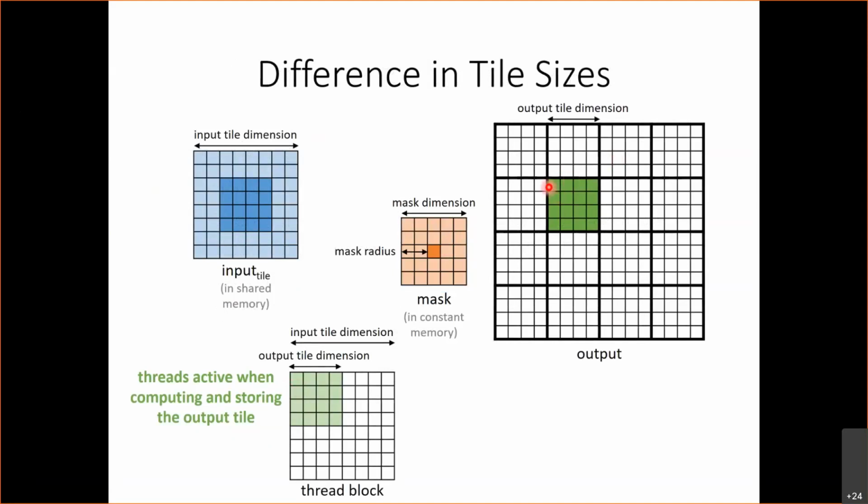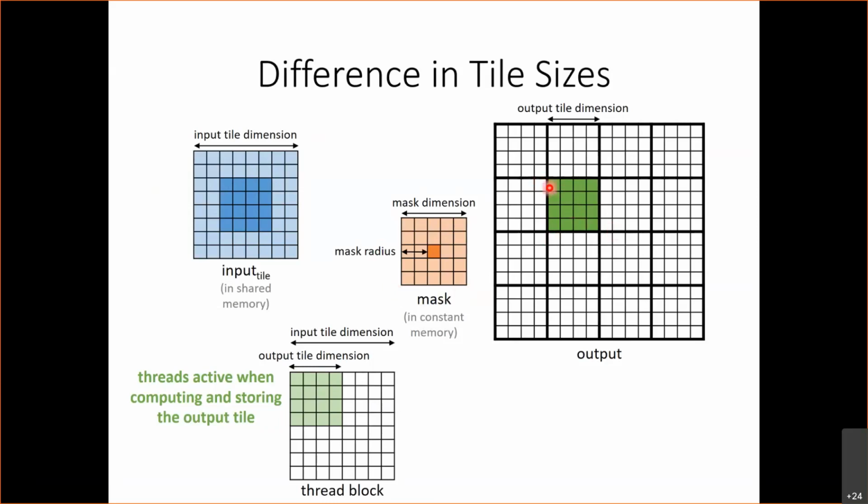So each thread block is going to do how many operations? Well, I have tile by tile, so I have tile squared output elements, and for each output element, I'm doing mask dimension by mask dimension, so mask dimension squared accumulations, and each accumulation is an addition and a multiplication. So I have tile size squared times mask dimension squared times 2 operations.